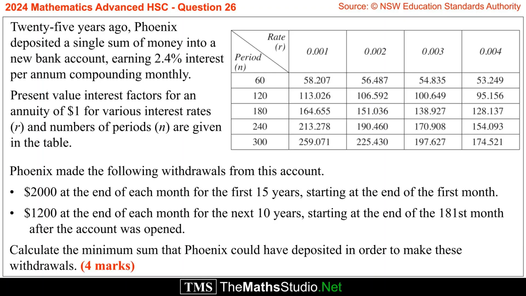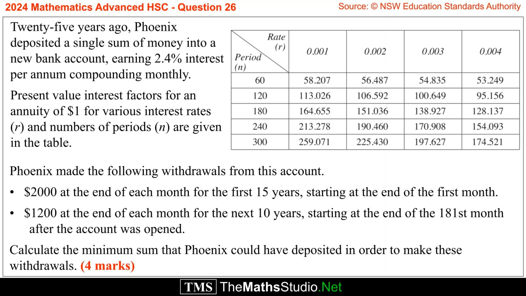Question 26. 25 years ago, Phoenix deposited a single sum of money into a new bank account, earning 2.4% interest per annum, compounding monthly. Present value interest factors for an annuity of $1 for various interest rates, R, and numbers of periods, N, are given in the table.